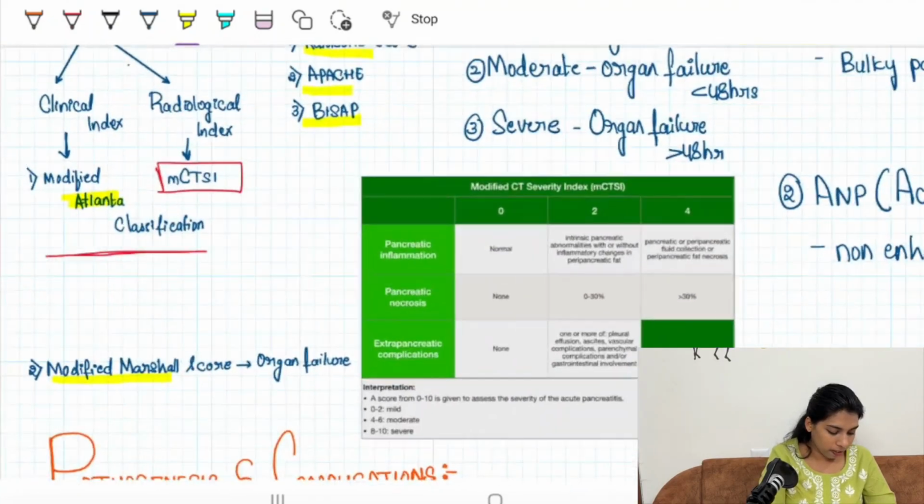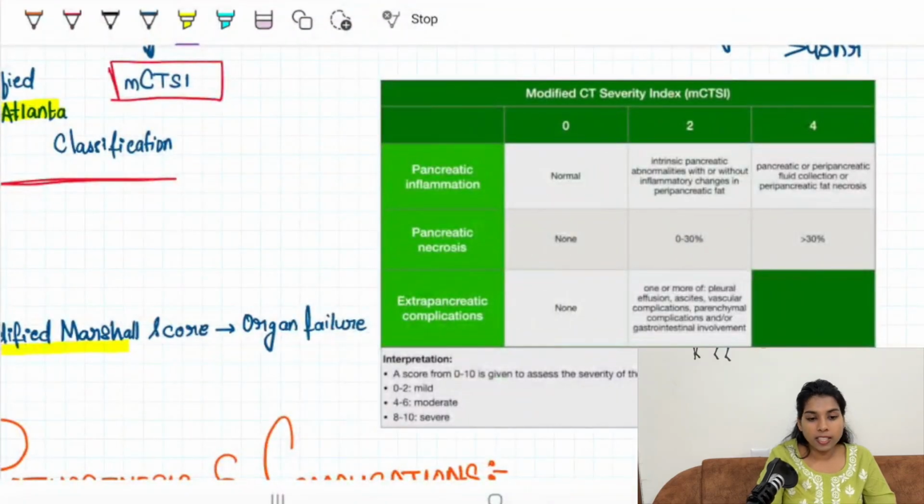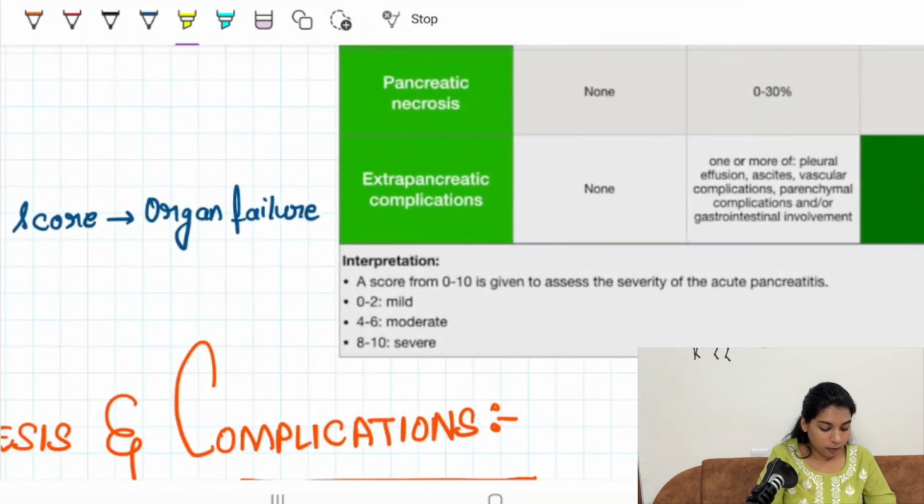Now we look at the modified CT severity index score. The difference from the original CT severity index score is that it adds extrapancreatic collection, and the presence of any of the extrapancreatic complications like ascites, pleural effusion or a vascular complication gives a score of 2, right? For a total score of 0 to 2 we call it mild, for a total score of 4 to 6 we call it moderate, and between 8 to 10 we call it severe pancreatitis. And this is very important for a radiologist because for every case of pancreatitis you have to give a modified CT severity index score, right?